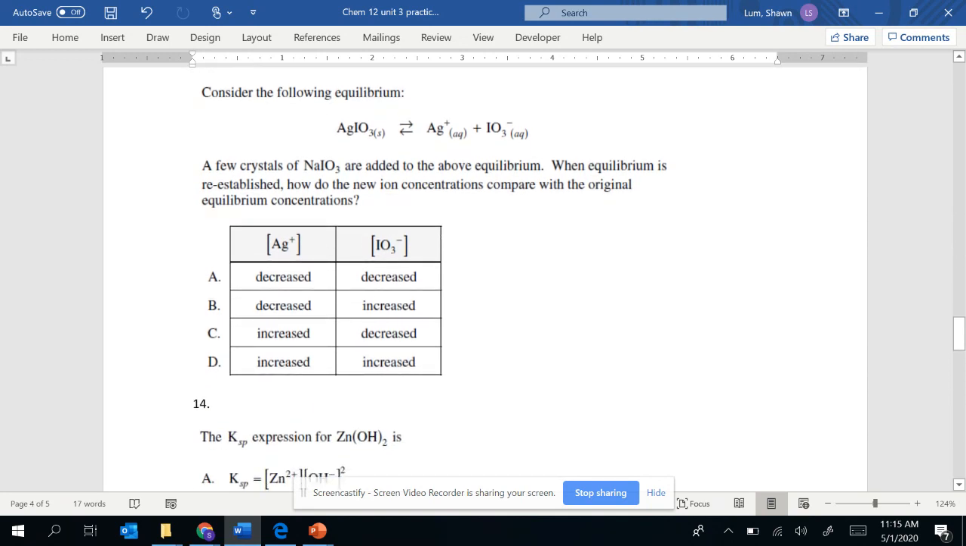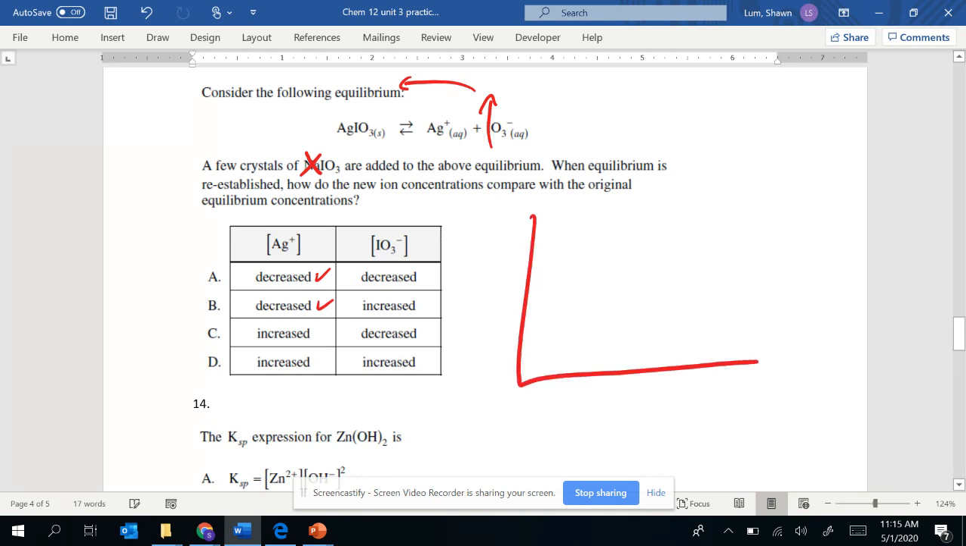Okay, a few crystals of NaIO3, again Na is a spectator ion, are added to the above equilibrium. How do the new ion concentrations compare? So in other words, what we're doing is adding IO3 to this concentration. This is going to go up. It's going to be shifting this way. Since a bunch of AgIO3 is going to be made, what's going to happen to the Ag concentration? Well, it's going to decrease.